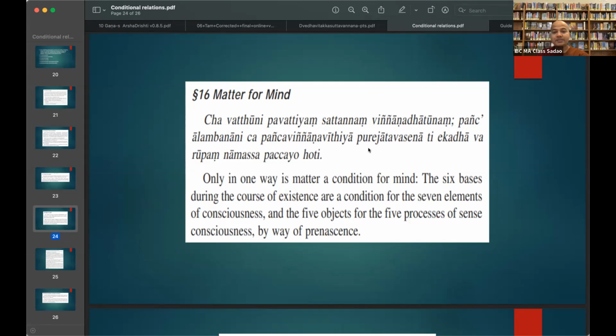So what precedes is this physicality, the indriyas, for a certain type of mentality to arise.